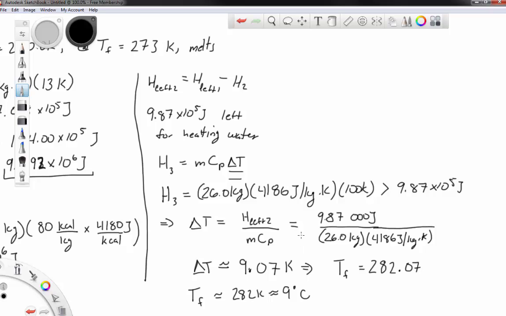So that means that the final state of the ice after adding this heat, this 1.04 times 10 to the 7 joules of heat, is going to be liquid water. So this will be liquid water at 9 degrees Celsius, or if you want, at 282 Kelvin.